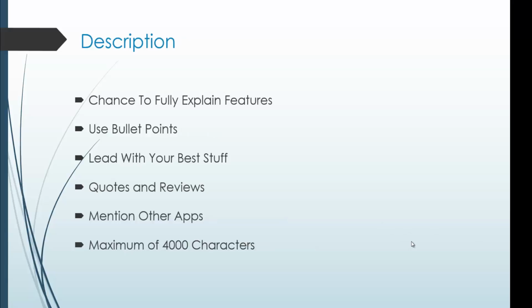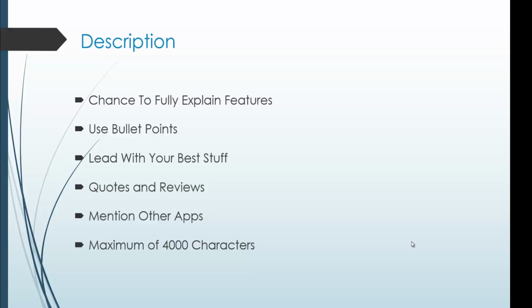Alright, so description. Your description is your chance to fully explain your application and its features. It's the longest string of text that you're going to be able to show users. So it's a good idea to use bullet points. If you use long paragraphs, people really don't want to read it. They want to see just a summary of what your app actually does. You want to lead with your best stuff because, again, people can get lazy, and if they're not really into the first or second sentence, it's likely that they're just going to move on.